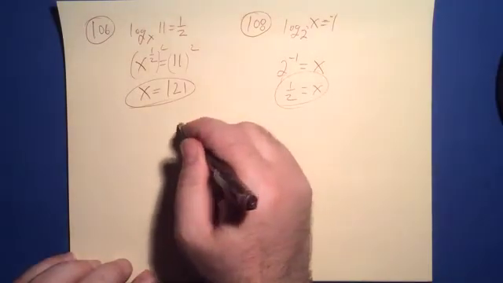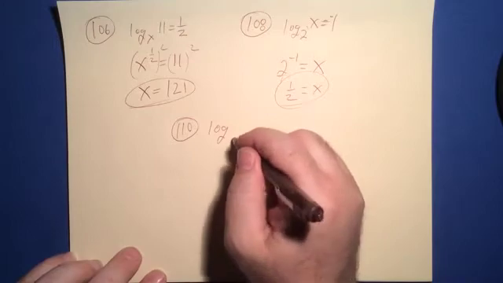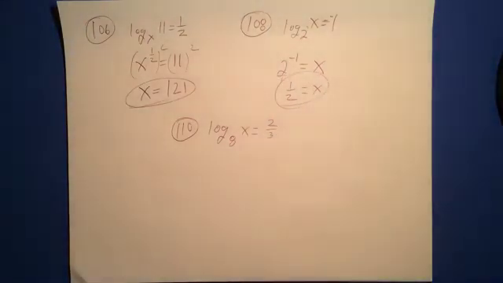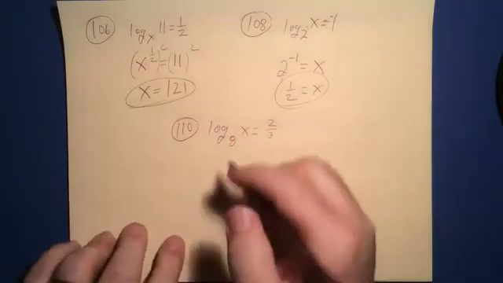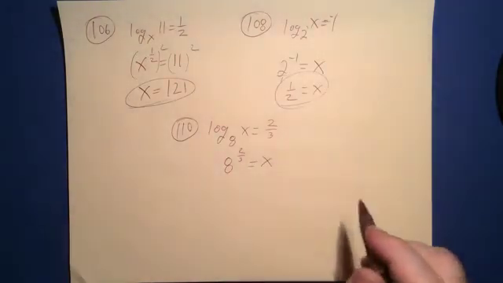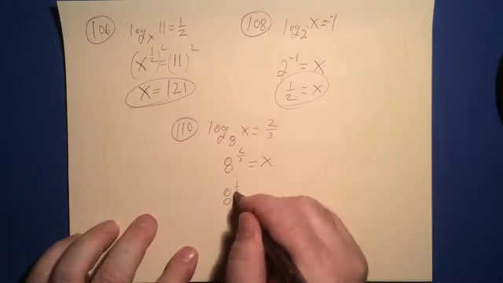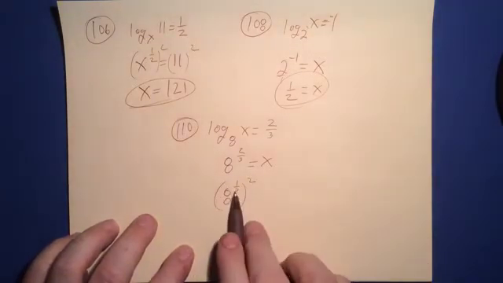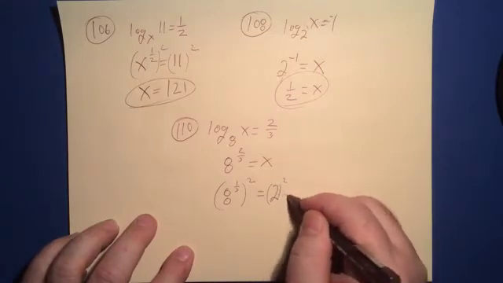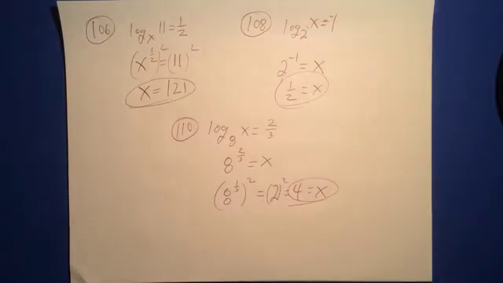Last problem is going to be 110. Log base 8 of x equals 2 over 3. So when I write this in exponential form, this is going to be 8 to the 2/3 is going to equal x. So remember what we did with this before. I kind of split this up, so we take 8 to 1/3 times 2. So I take the third root of 8, which is going to be 2, square it, and that's going to give me 4. And that's going to equal the value of x.